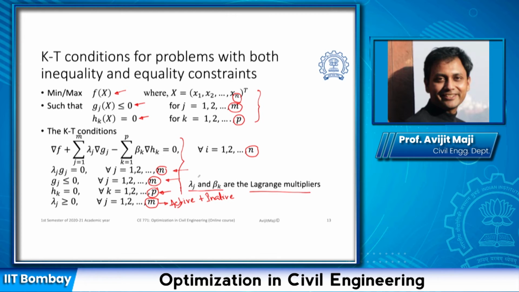In this case, both lambda and beta are Lagrange multipliers. This one is for the inequality, this one is for the equality constraints, and we can use this to solve the problem and see whether the Kuhn-Tucker conditions are satisfied or not. So now let us look into the solution process through an example.